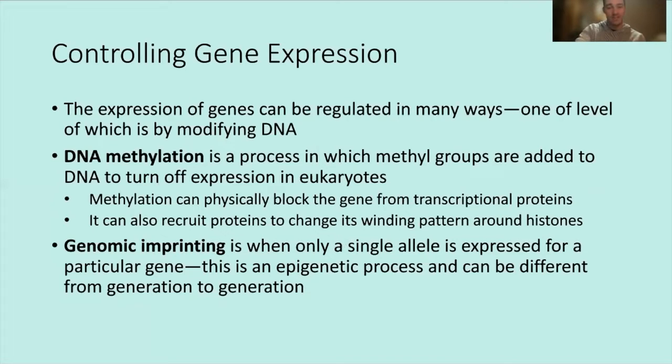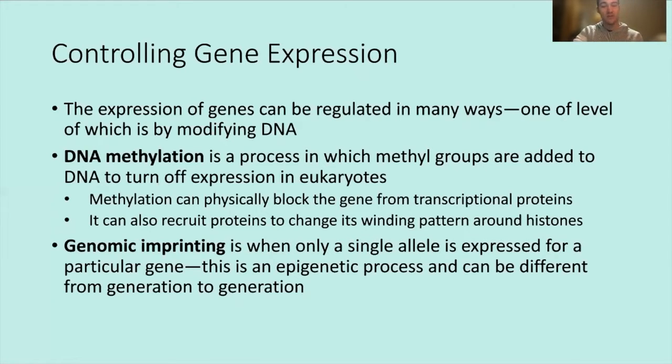Methylation can physically block the gene from transcriptional proteins, meaning that the actual methyl group on it can block RNA and other proteins from attaching and being able to read it. It can also recruit proteins to change its winding patterns around histones. Histones are the little proteins that DNA is wrapped around, and we use methylation to affect those winding patterns. If things are more tightly packed, your body is going to have a much harder time reading it. So those are the two mechanisms by which DNA methylation works.